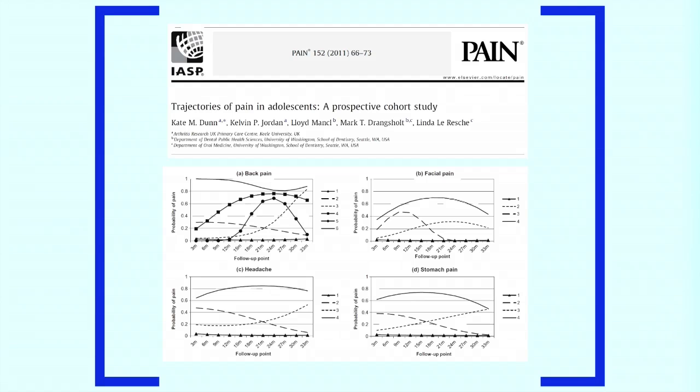And the other three graphs there are the other pains that we looked at in that study, and these are facial pain, headache, and stomach pain. And you can see, actually, the patterns in those graphs look very similar to each other, which gives the first indication that our findings from back pain can actually be used across other different pain sites.